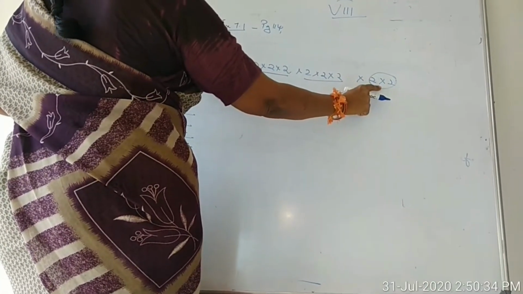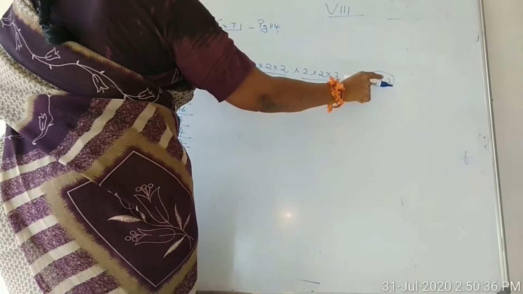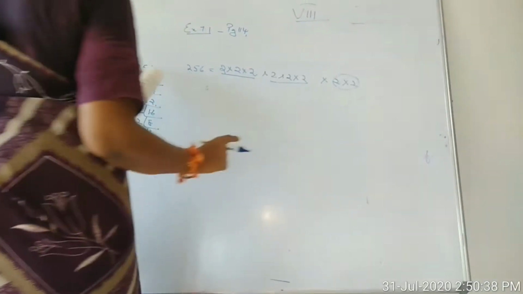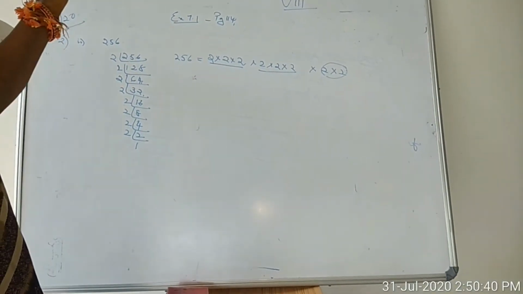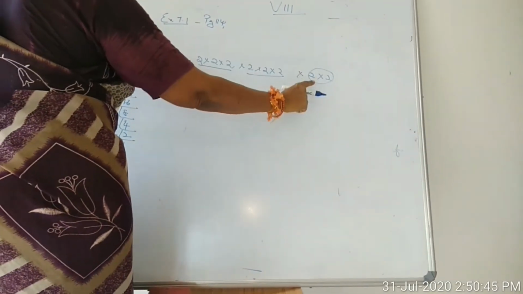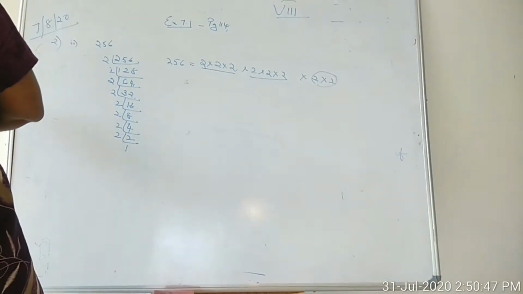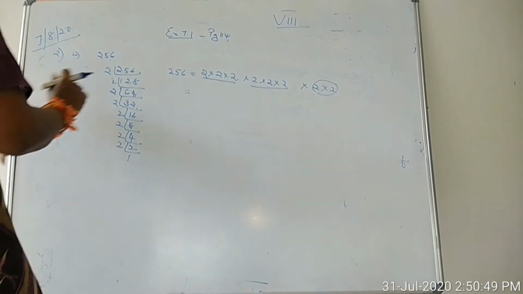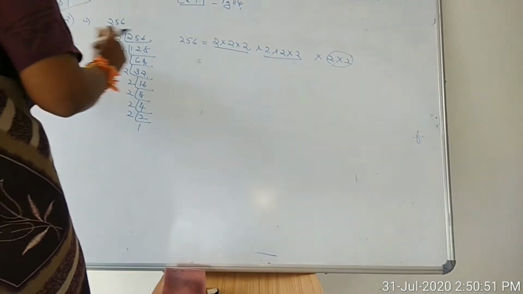How many more 2's do you require to make it a triplet? Triplet means a group of 3's. You have only 2's. How many more 2's do you require? 1 more 2. Yes?